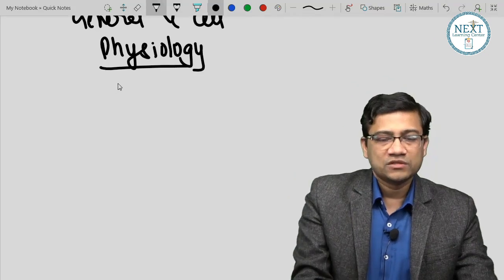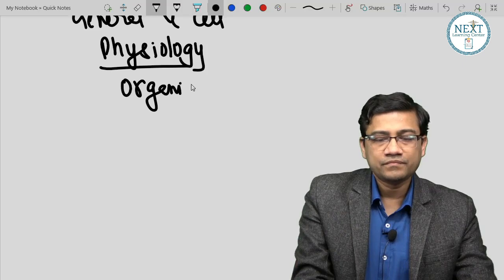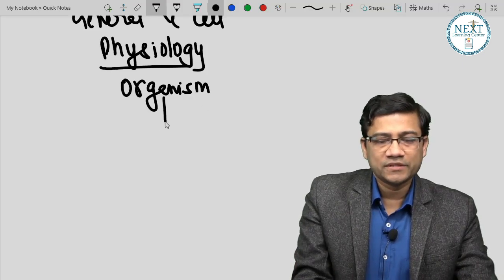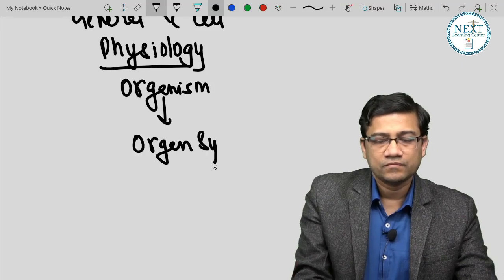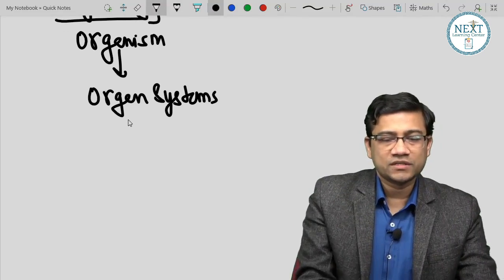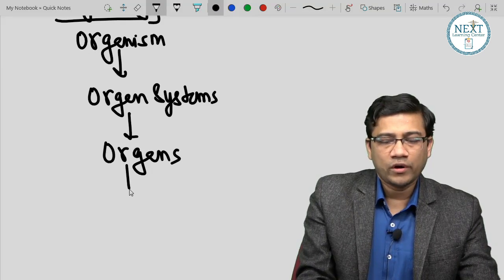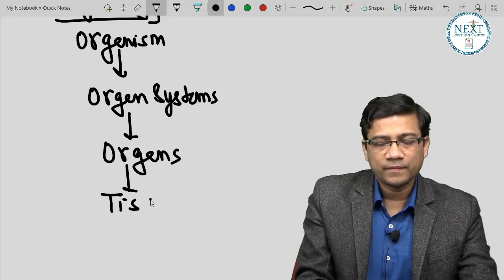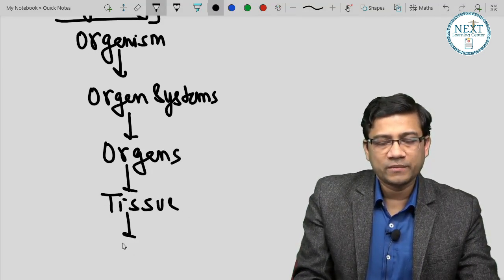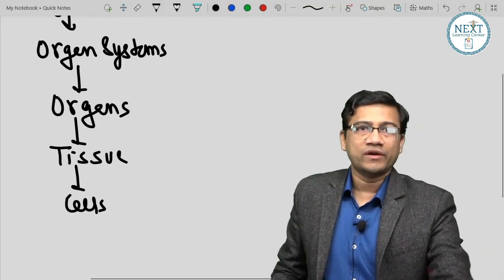Blood flow. Okay, so start with what thing? Let's say there's an organism. The organism is basically having various organ systems. The organ systems are then made up of various organs. Organs are made up from tissue, and tissue is ultimately going to be made from the cells. So this is what the basic organization looks like.